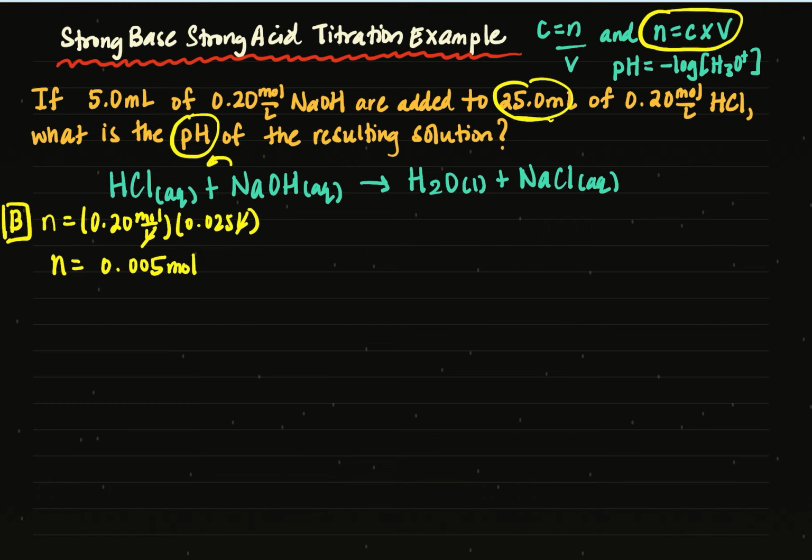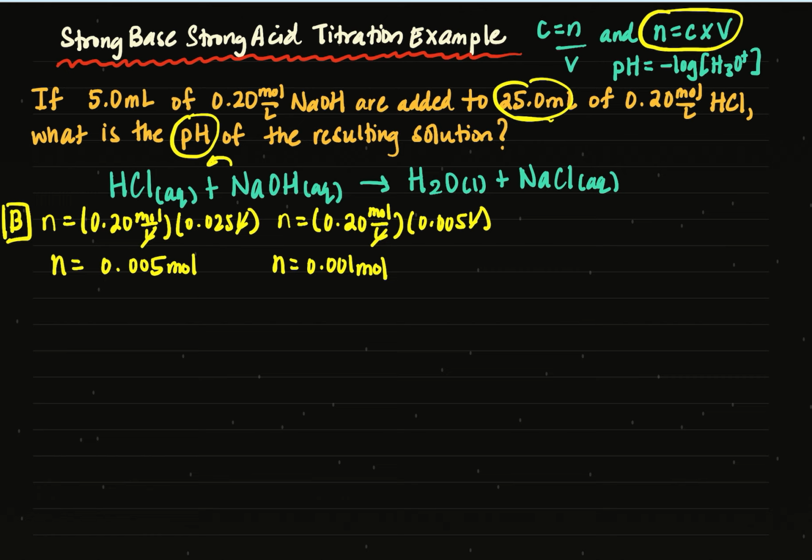So that's great. Let's also compare and figure out how much sodium hydroxide, how much base I have. So let's convert that into moles. So moles equals concentration times volume. The base's concentration is also 0.20 moles per liter. I have 5 milliliters of it that I'm titrating in. So again, we're going to change that to liters. It's 0.005 liters. Liters will cancel out. And I've got a mole value here of 0.001.